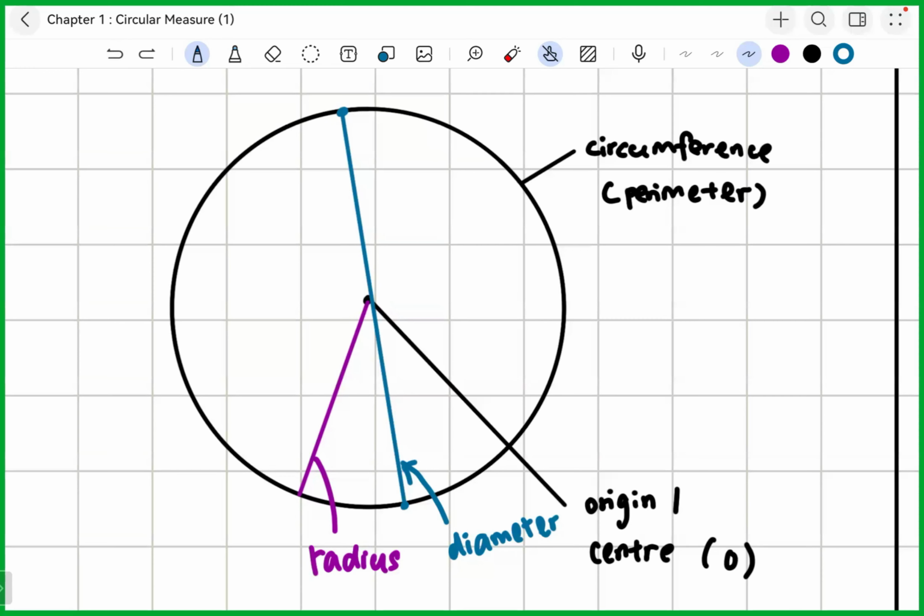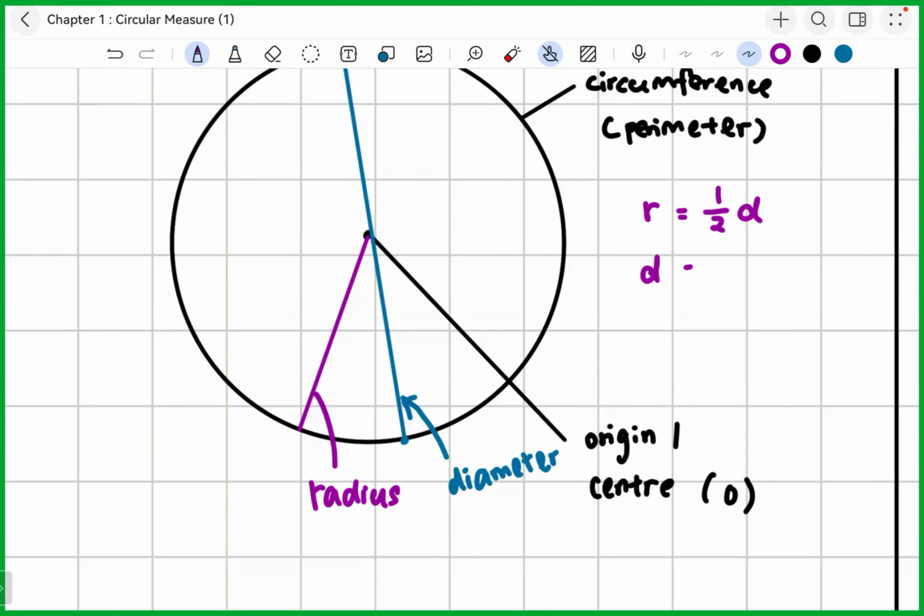So the difference between radius and diameter is that radius is the line that touches one end of the circumference, and diameter is the line that touches both ends of the circumference. This is the difference, and you have to know that radius equals half of diameter, or you can write it like this: diameter equals double of the radius.